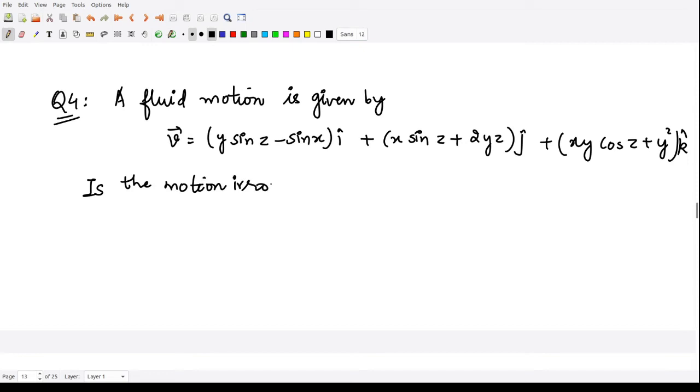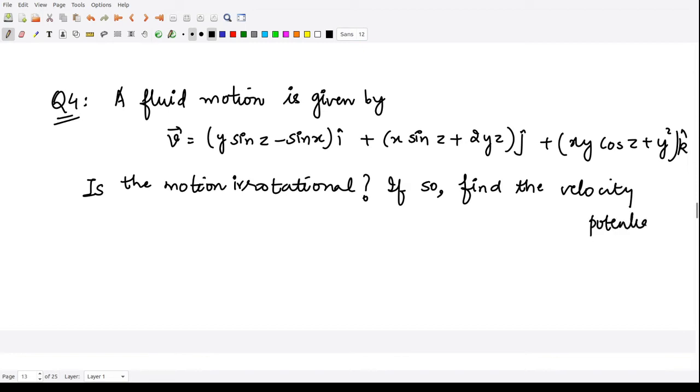Now what do you mean by irrotational? Just remember that. Also they are asking, if the motion is irrotational, find the velocity potential. So this is the next part. So let's have a look at its solution.